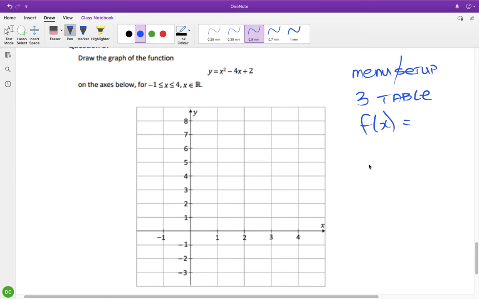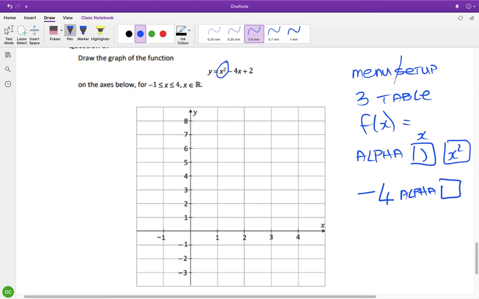Now, just typing this in because it's a little bit harder than the last one. To get the x squared, you go alpha, and then that button with the x on it. So it's the bracket button that has an x over it. And then you need to press the squared button. So you press that button, okay? And that gives you this bit. So the next bit is minus 4x. So you do minus 4, and then to get the x is alpha and your x button. So minus 4 alpha x.